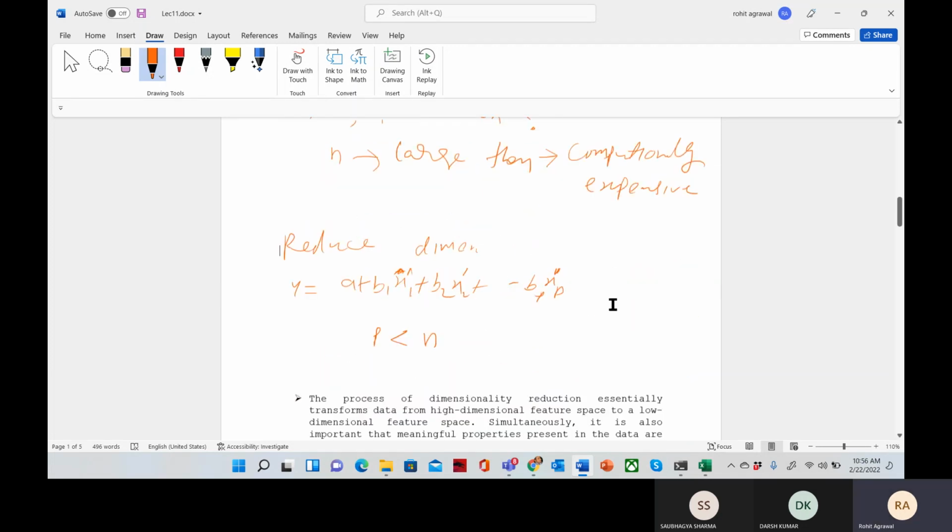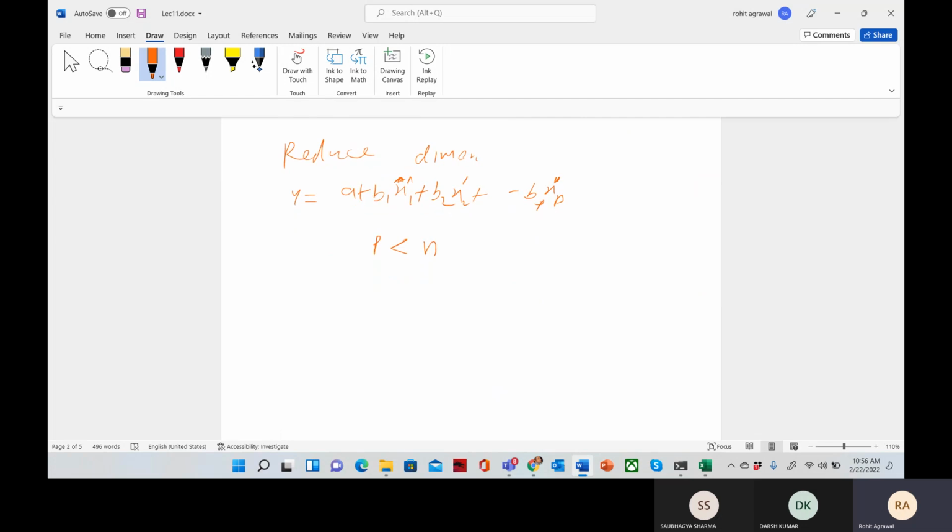Just an example, look again. Suppose we have the same data. These are called our samples. Maybe this is 10 to the 5 samples, and these are called attributes, or features. Suppose you have 100 features. So if the number of samples is large and the number of features is also large, then it is computationally very expensive. So what we will do, either we can use a smaller number of samples.